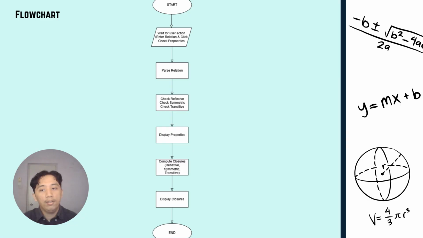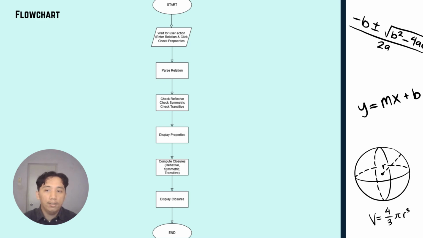This step ensures that the relation can be completed to satisfy the required properties. Once all checks and calculations are completed, the system displays the output results, including which properties are satisfied and the corresponding closures.